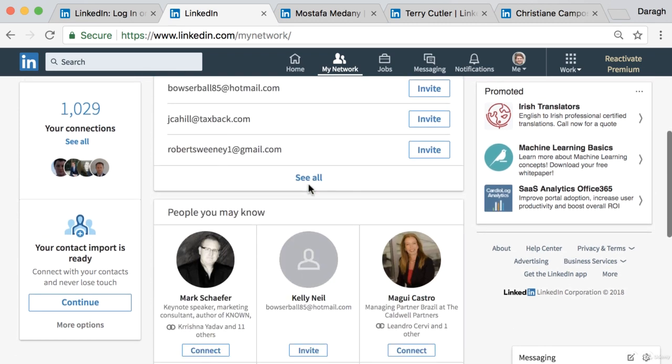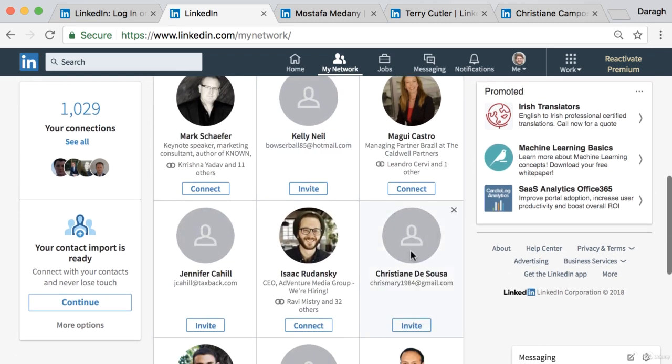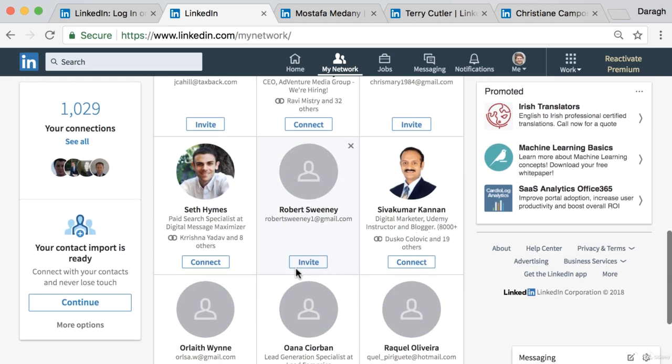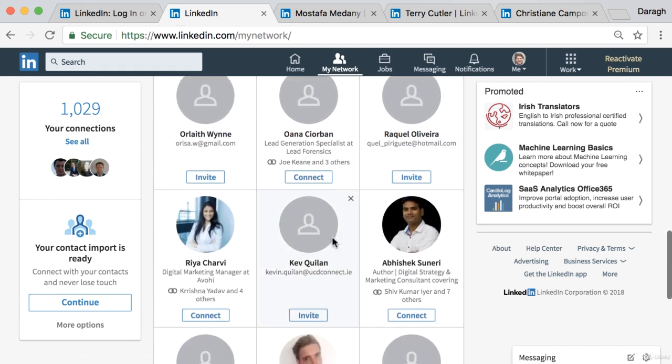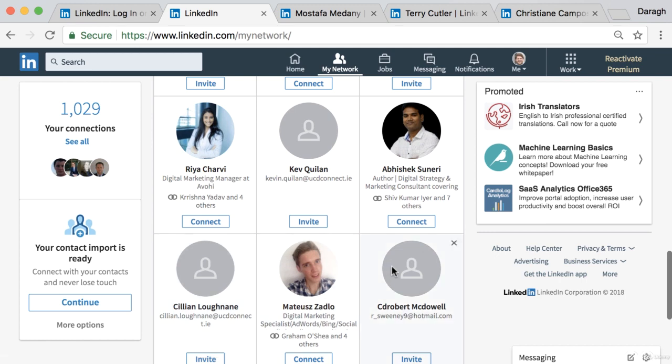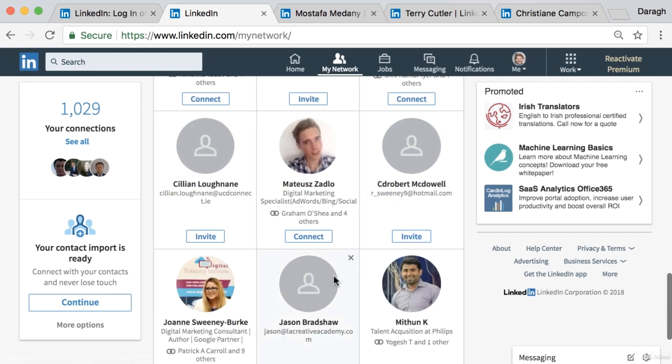A lot of people, if I look at, say, my connections here, they don't have profile images, and there's no way that they're going to be successful in building a network and generating leads on LinkedIn if they don't have a profile image. So it seems like a fairly basic thing, but you would be shocked at how many people don't even bother creating an image.